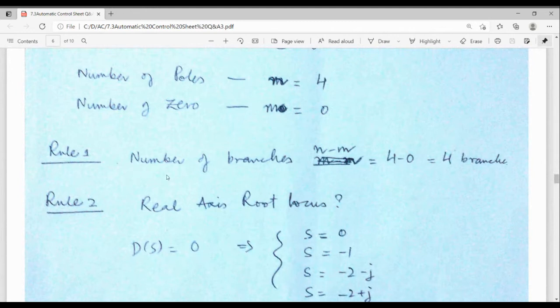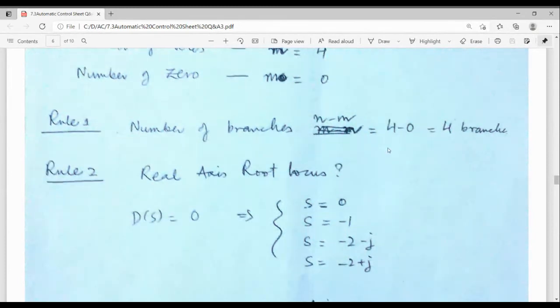Now rule number 1, number of branches. The root locus has a number of branches. How can we find it? It is n minus m, number of poles minus number of zeros, that is 4 minus 0 equals 4 branches. So we have found that there are 4 branches.